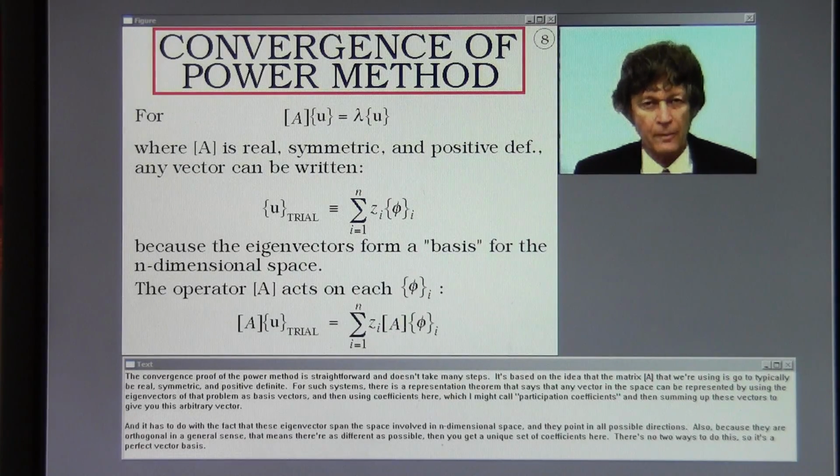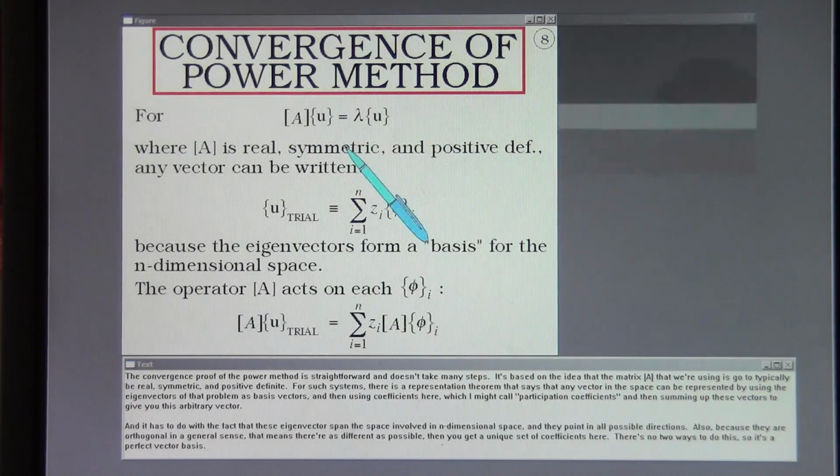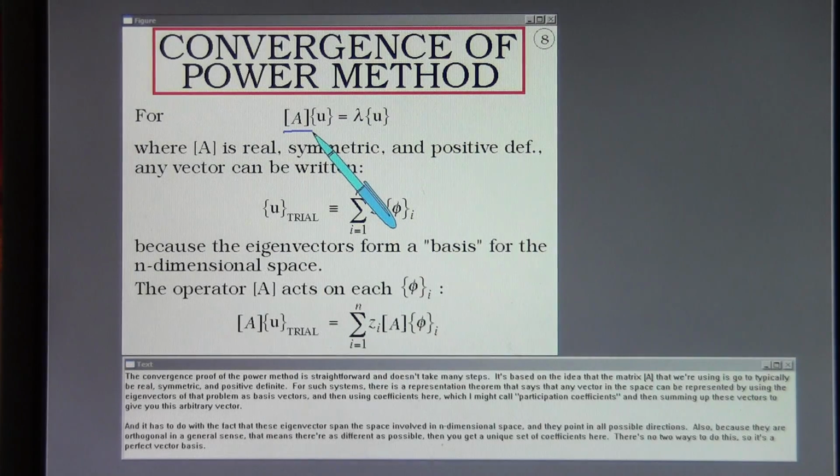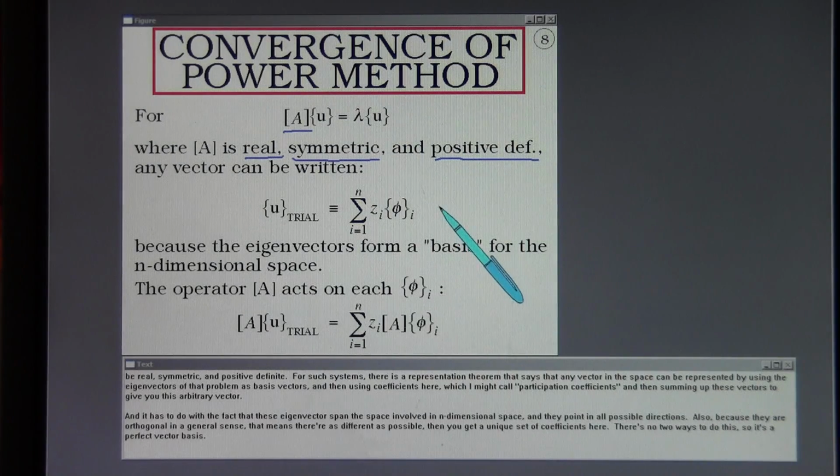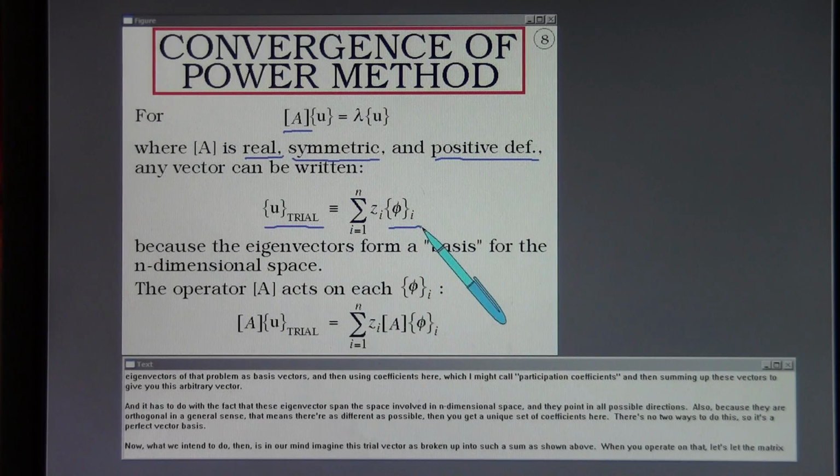The convergence proof for the power method is straightforward and doesn't take many steps. It's based on the idea that the matrix A that we're using is going to typically be real, symmetric, and positive definite. For such systems, there is a representation theorem that says that any vector in the space can be represented by using the eigenvectors for that problem as basis vectors, and then using some coefficients here, which I might call the participation coefficients, and then summing up these vectors to give you this arbitrary vector.